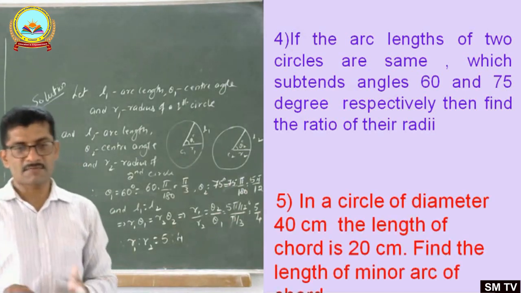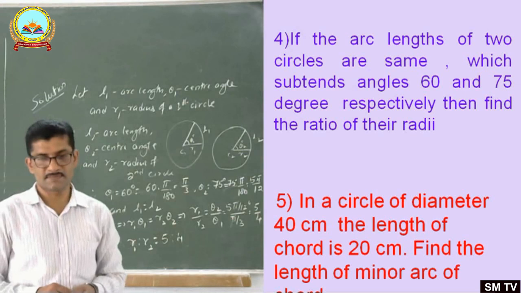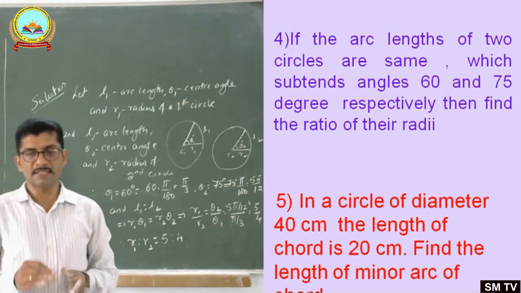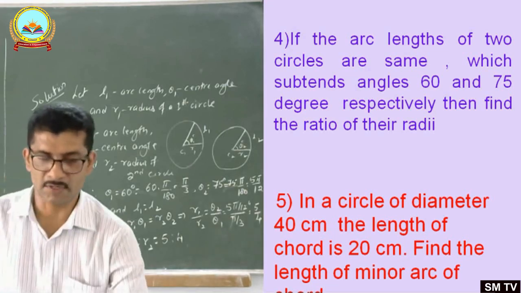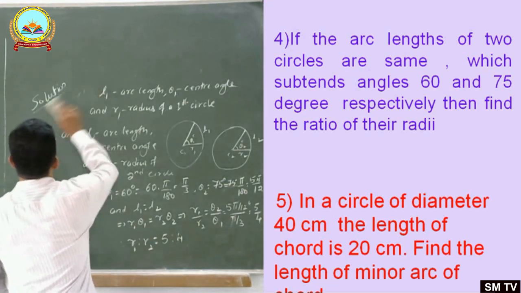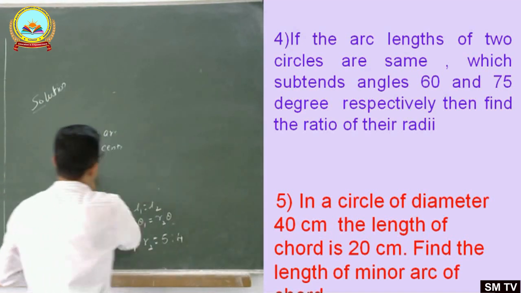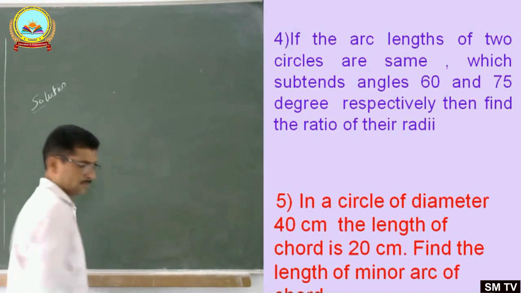In a circle of diameter 40 centimeters, the length of a chord is 20 centimeters. Find the length of the minor arc of the chord. The next question. We are solving it by the same method.